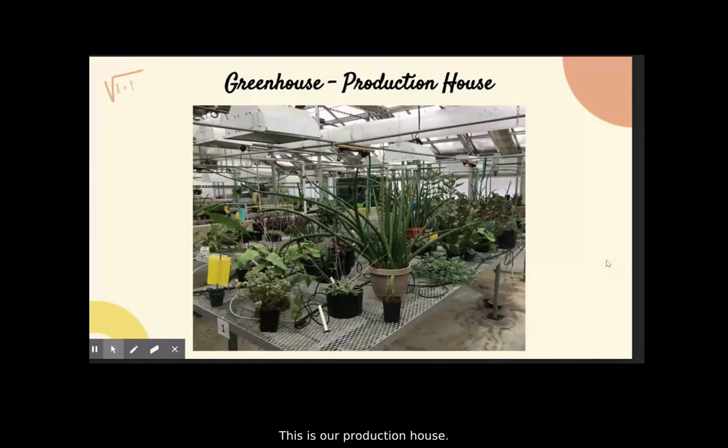This is our production house. Each student here is given a crop of succulents or cacti within the first month of school. They must learn to propagate the plant to mature forms by taking cuttings, dividing, repotting, fertilizing, and finally marketing their crop.